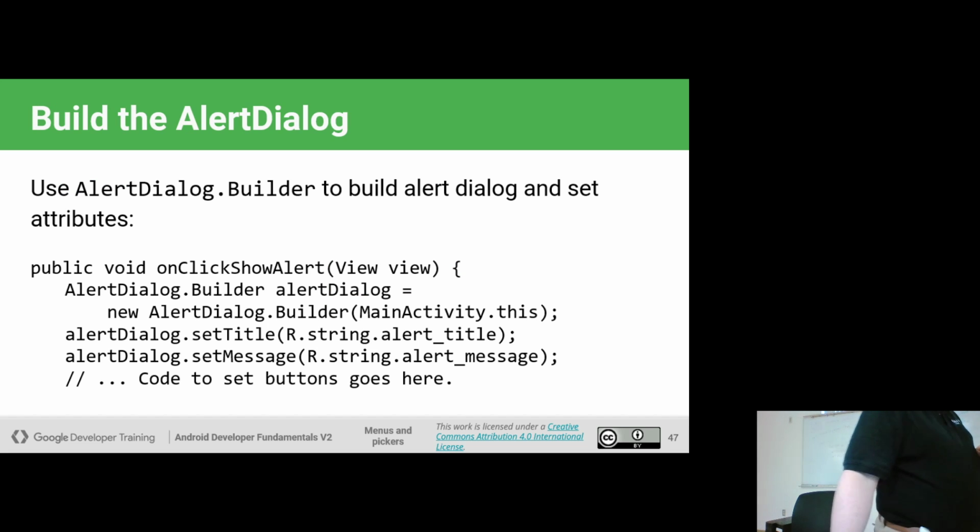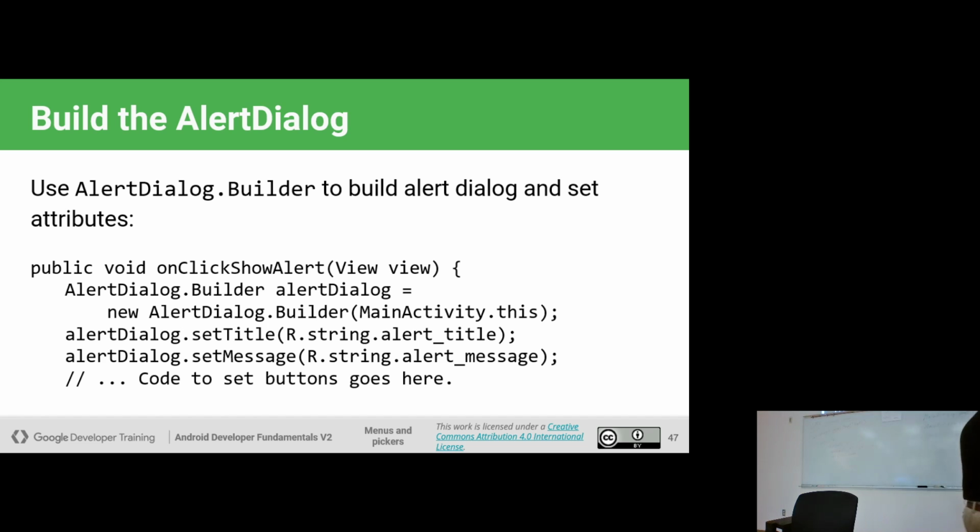So the way that we create these dialogs, we don't actually use the dialog class or the alert dialog class directly, because that would require quite a bit more code. Instead, what we use is something called the alert dialog builder. This follows what we call a builder design pattern, where we use this other object to construct the thing that we want.